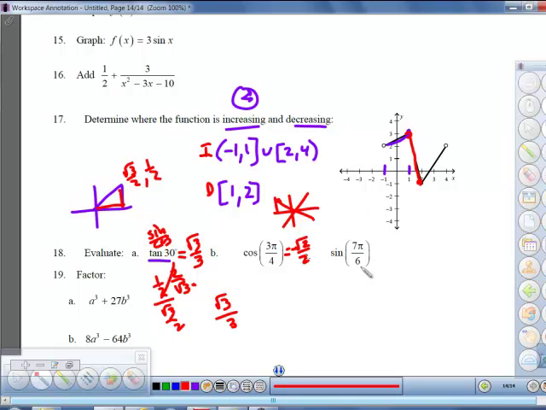7 pi over 6. 7 pi over 6 is, well, 6 pi over 6 is going to be right here. 7 pi over 6 is going to be one more. So what is that one that's right here? 210, right? So this is 210 that it's talking about. Sine is, so this is the x value, this is the y value. So it's going to be radical 3 over 2 and negative 1/2. So sine of this is going to be negative 1/2. Okay?